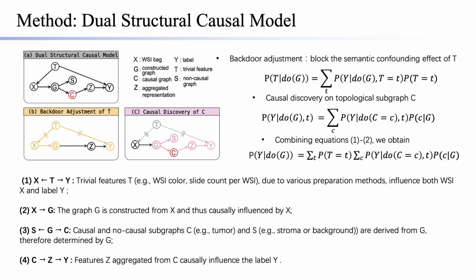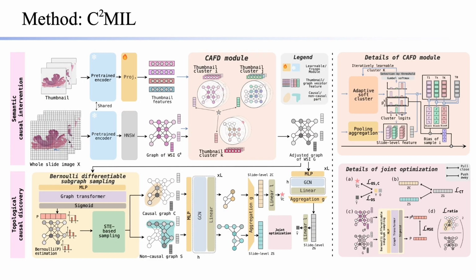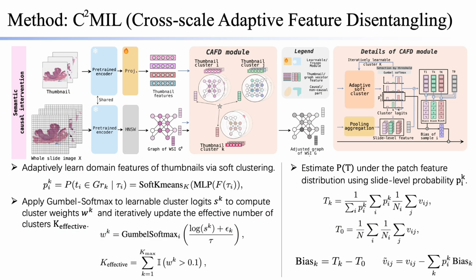Here's the theoretical analysis of our proposed dual structural causal model. Trivial features like color or slide count, we call them T, affect both the input and the label. The input WSI forms a graph G. Inside that graph, there are useful subgraphs C and irrelevant ones S. Only C should affect the outcome. So, our model does two things: backdoor adjustment to remove the bias from T, and causal discovery to find the right subgraph C. This is the overview of C2MIL.